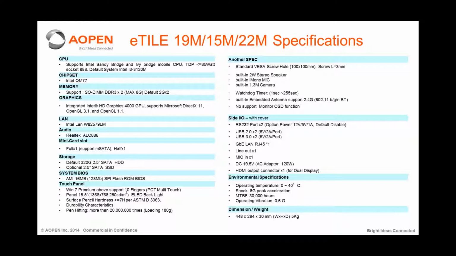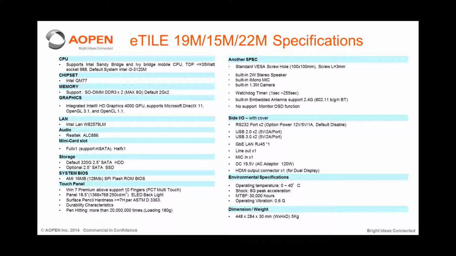By default they come with capacitive multi-touch screens, and the 19-inch version, which has a resolution of 1366 by 768, has an eLED backlit. 2 Wi-Fi antennas are already built in. All systems have features such as Wake on LAN, Wake on Ring, Wake on RTC. And if you use an i5, you even have AMT for remote control.